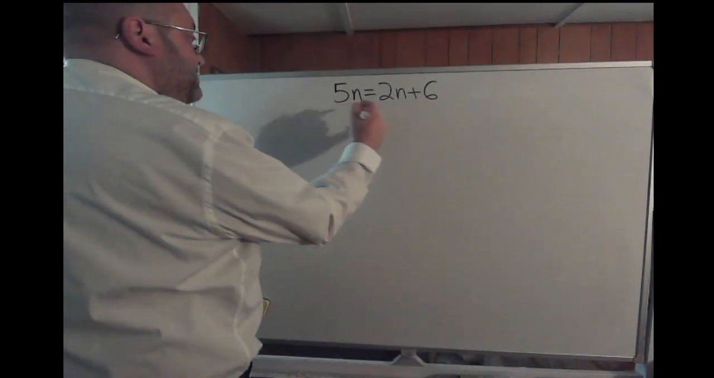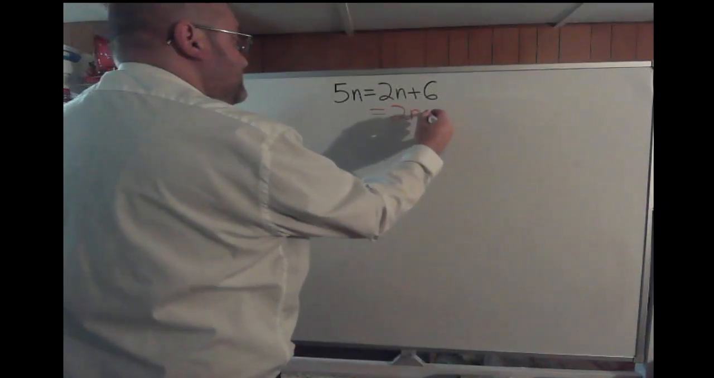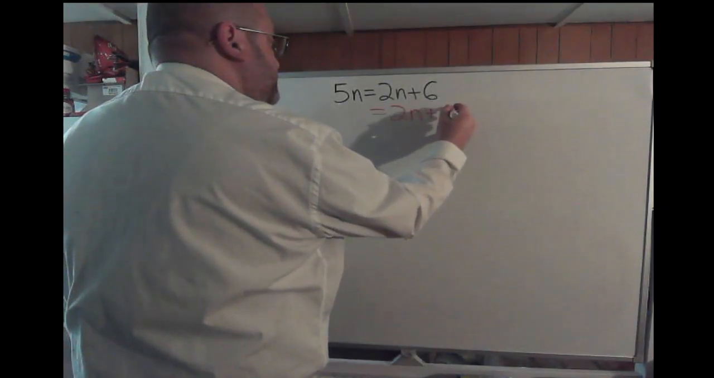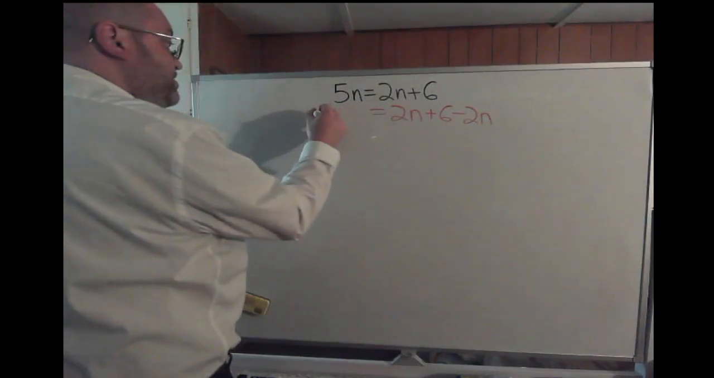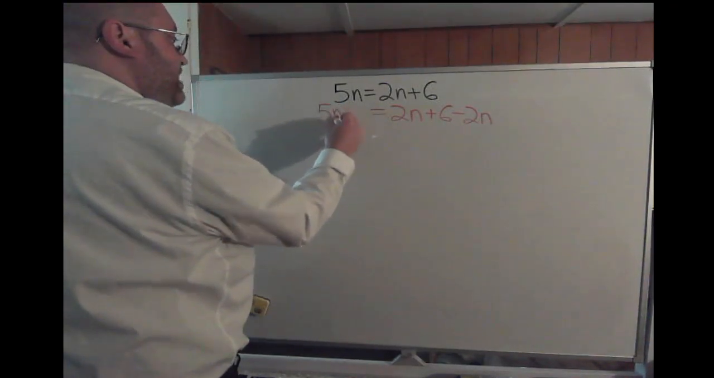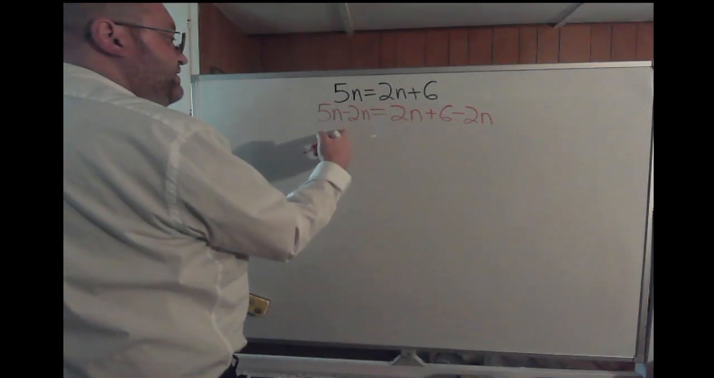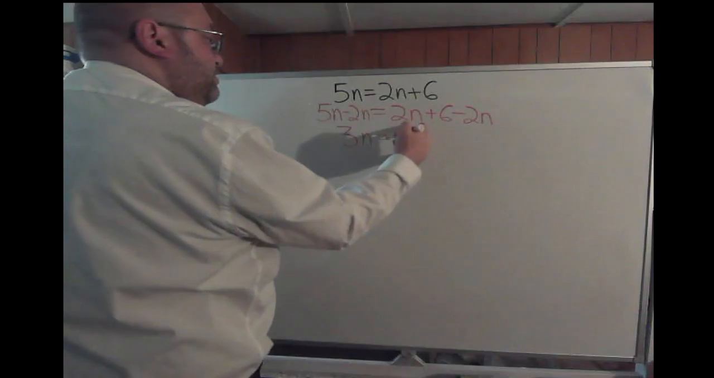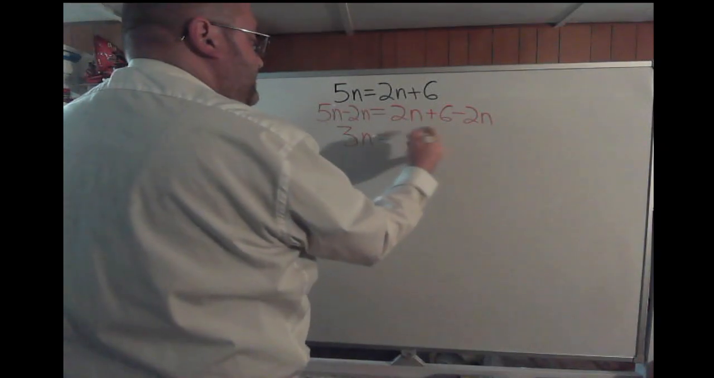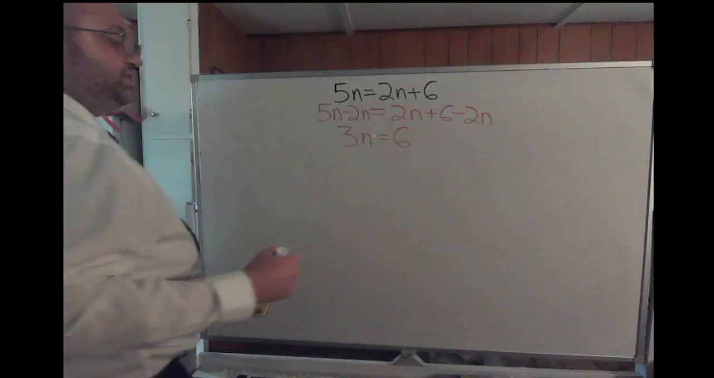So what we've got to do is subtract 2n from the right hand side in order to get rid of the variable. But what you do to one side, you've got to do to the other. So we'll have to subtract 2n from the left side also. The left side, 5n minus 2n, gives you 3n. That'll be equal to, you've got 2n minus 2n on the right, that's 0, so you just have 6. Now you have 3n equals 6.